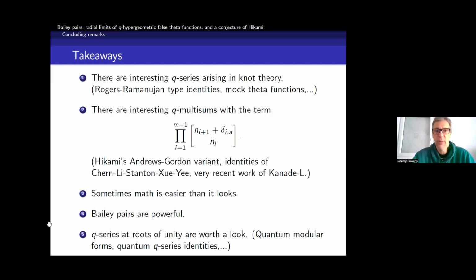And this is what I call quantum q-series identities. I wrote a paper on this. These come up in all kinds of different areas, coming from knot theory, just coming from applying Bailey pairs like we did today, or applying classical q-hypergeometric series identities. You can find lots of q-series identities at roots of unity. And I find these quite interesting. And again, that's a story for another day.